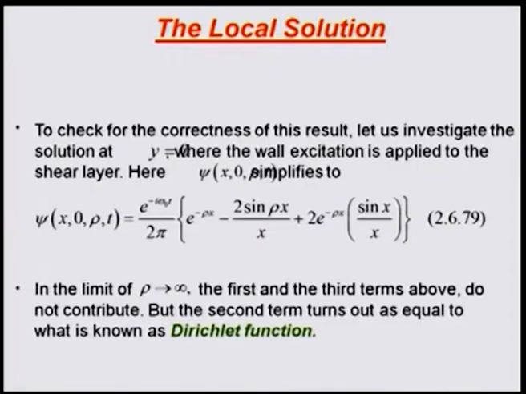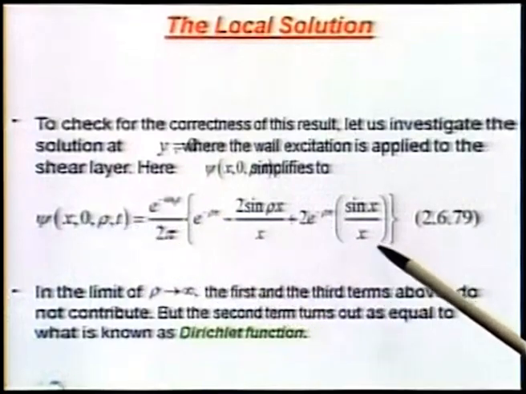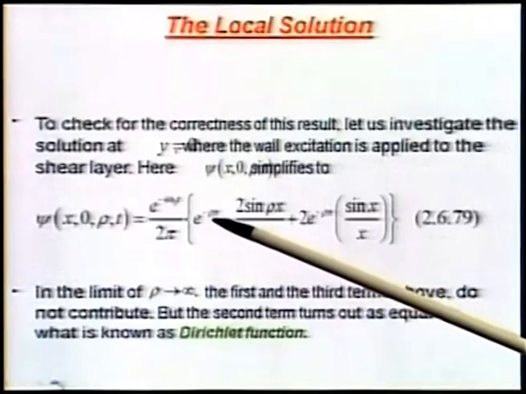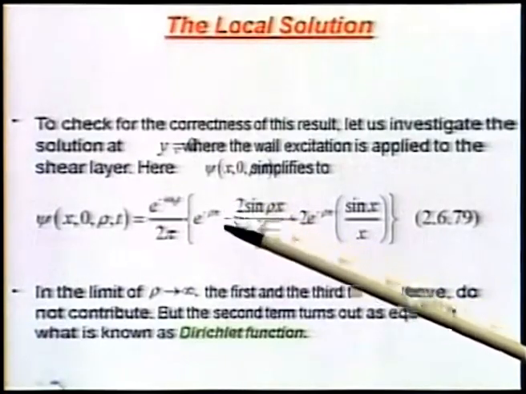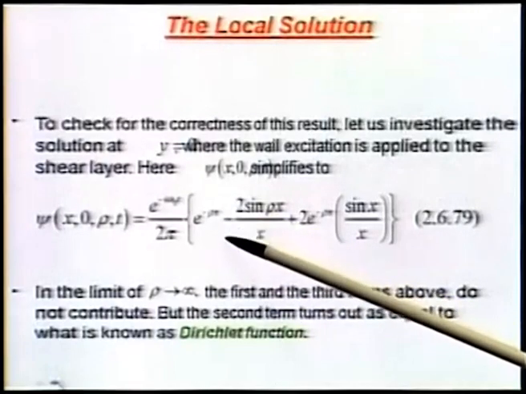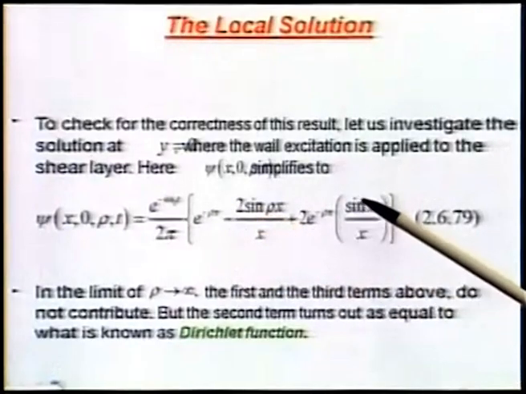We get an expression like this, psi of x at y equal to 0, it's given like this. This simplifies to this. Now, what you notice, very interestingly enough, is that the first and the third term will have associated e to the power minus rho x. Now, if rho goes to infinity, this goes to 0, this goes to 0.